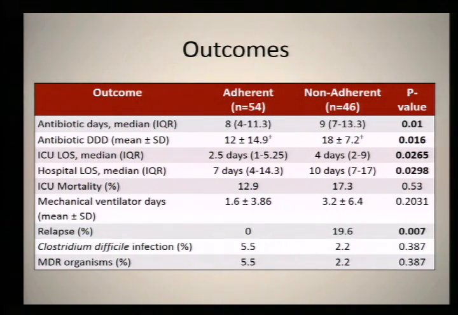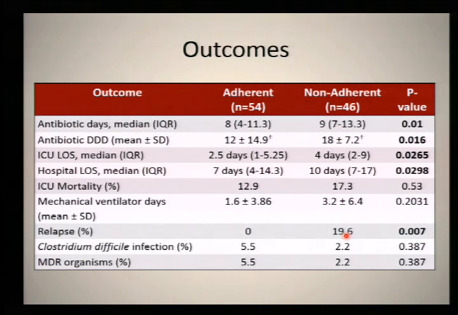This is small, and so you have to take it with a grain of salt, but antibiotic duration decreased, antibiotic defined daily doses. So not only was the overall duration of days people were getting antibiotics, but also the number of antibiotics people were getting was decreased. ICU length of stay was shorter, hospital length of stay was shorter, and the rest of this was kind of a wash, other than relapse was a little higher in the non-adherent group. I don't know why that is. I think that could be confounded. So again, I think we have to take this with a grain of salt.